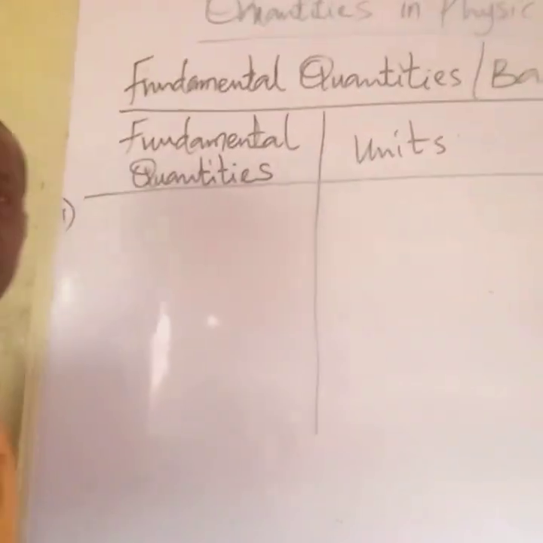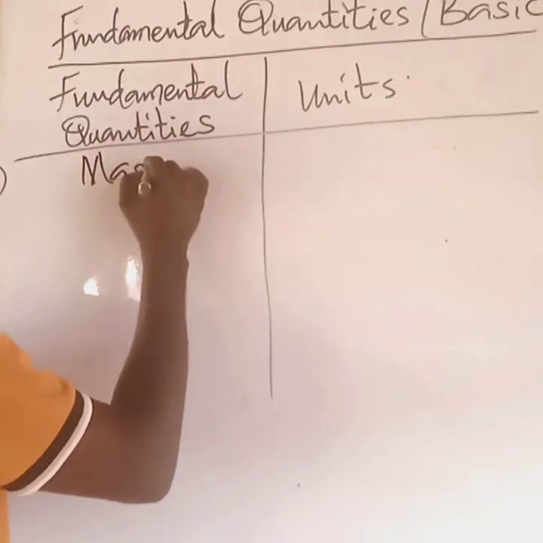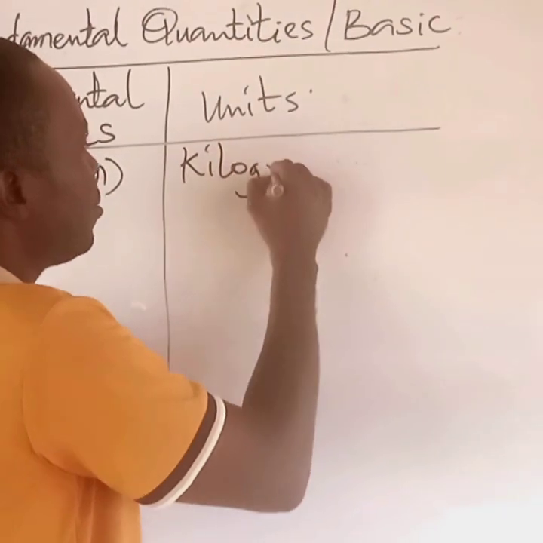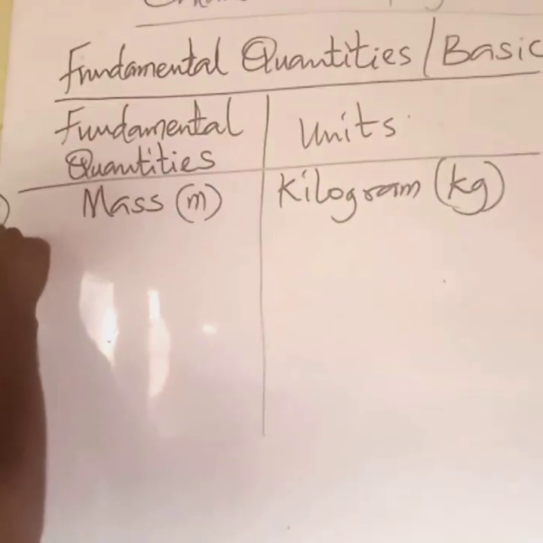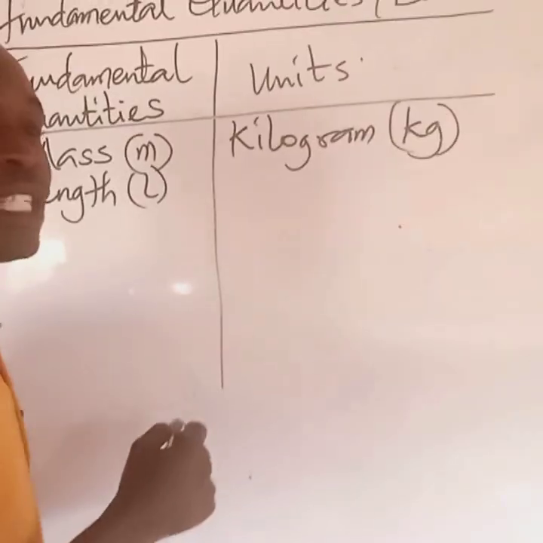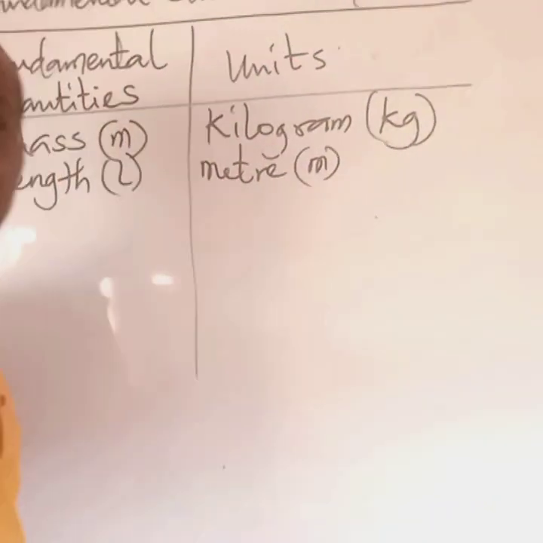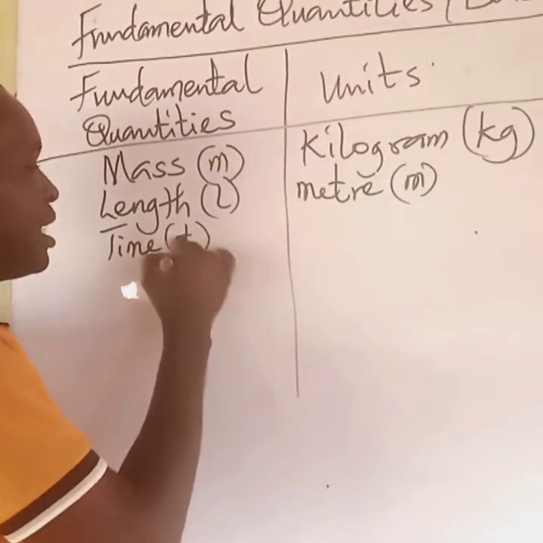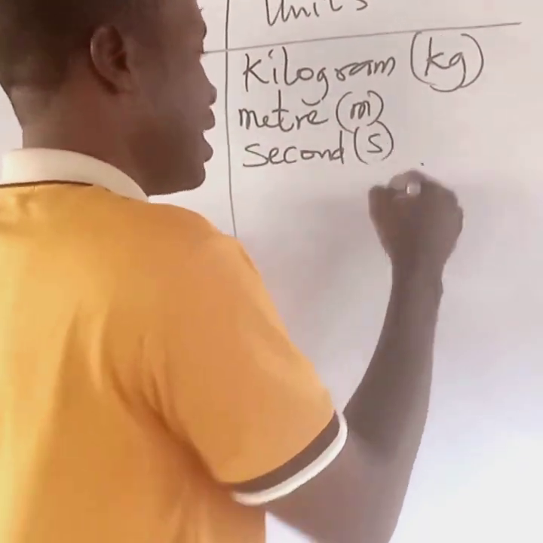So number 1 fundamental quantity that we have is mass. The symbol for mass is small letter m. The unit is kilogram, and that is kg in symbol. So number 2, we have length. Length is another fundamental quantity, small letter l, and the unit is meter, and small letter m. Then number 3, we have time. Time is also fundamental, small letter t, and the unit is second, and that is s.